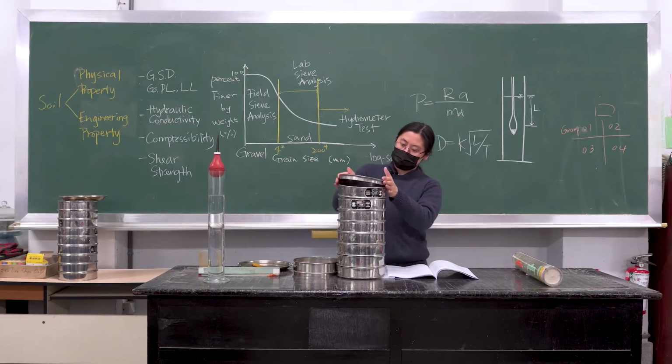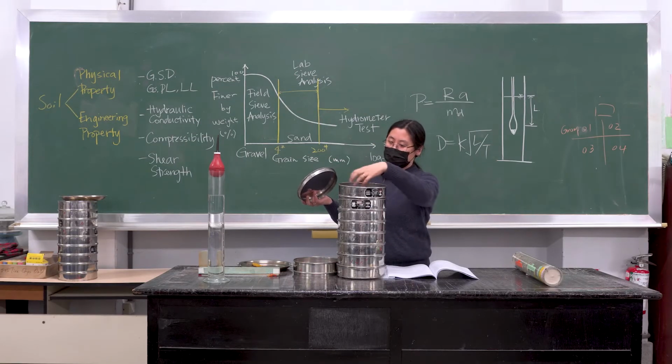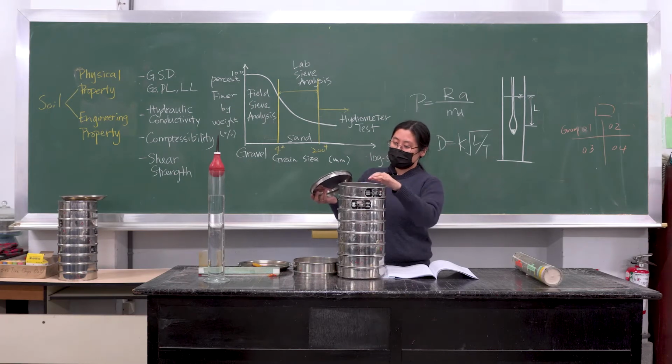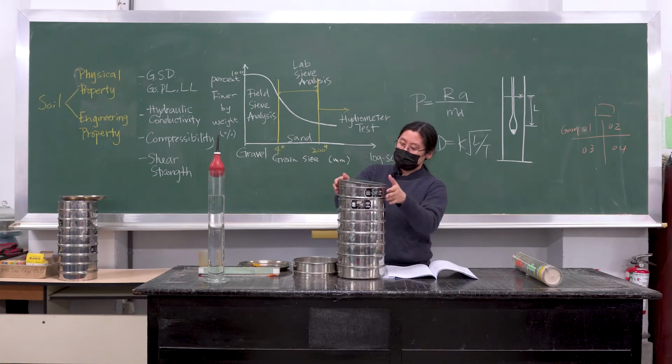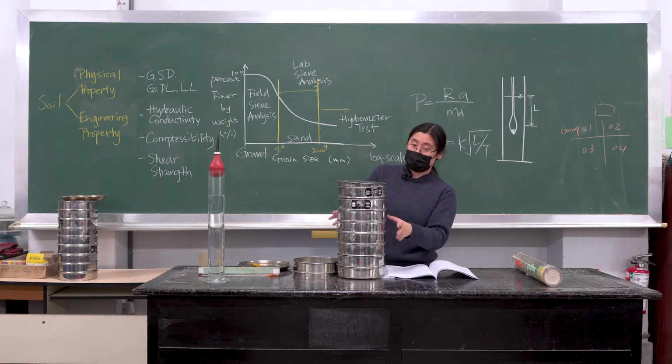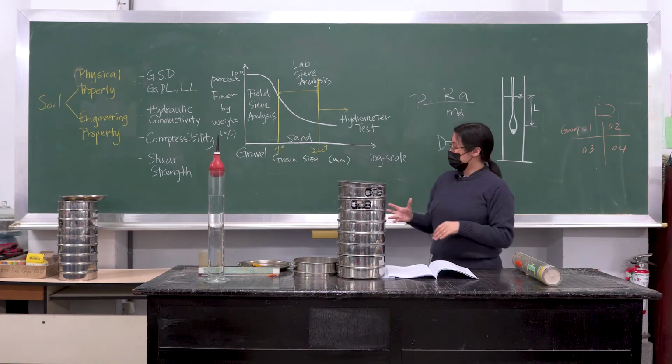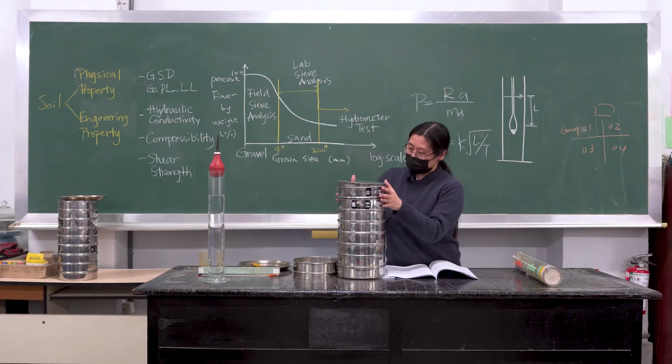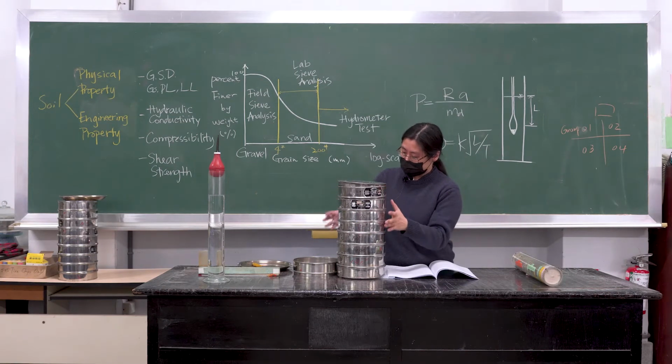So what you have to do is place some soil here in the beginning, and then shake it for 10 to 15 minutes, and then determine the weight that is remaining on each sieve after the 15-minute shaking. So that's how we do the sieve analysis.